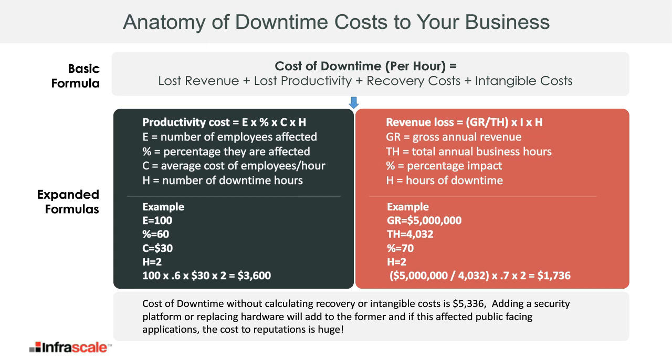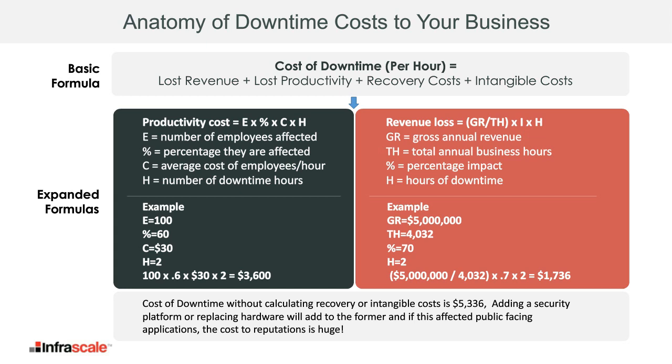Over here for revenue loss, it's the gross annual revenue for the company divided by the total annual business hours that they actually are working. Again, this is pretty easy to discern. That percentage of impact is going to be similar to this over here, but in many cases it could be different. And then lastly, the number of hours of downtime.